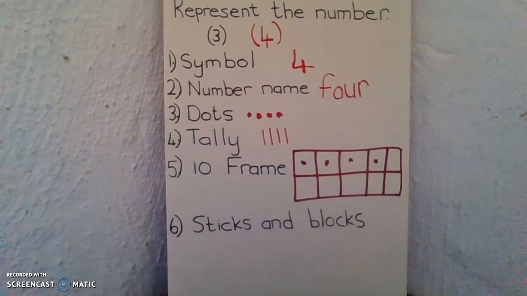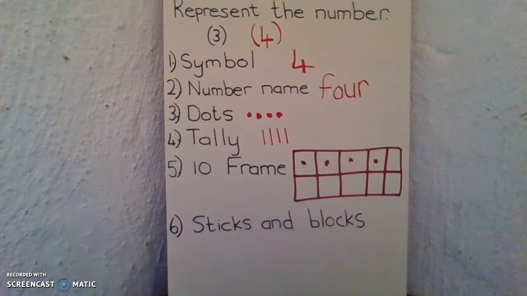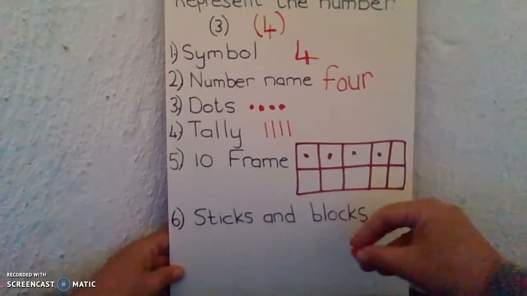All right, so now I want you to put your thinking cap on and try and think, how many blocks do you think we need to make the number 4? You are so right. Well done, grade 1s. To make the number 4, you need 4 blocks. So let's put our 4 blocks there.